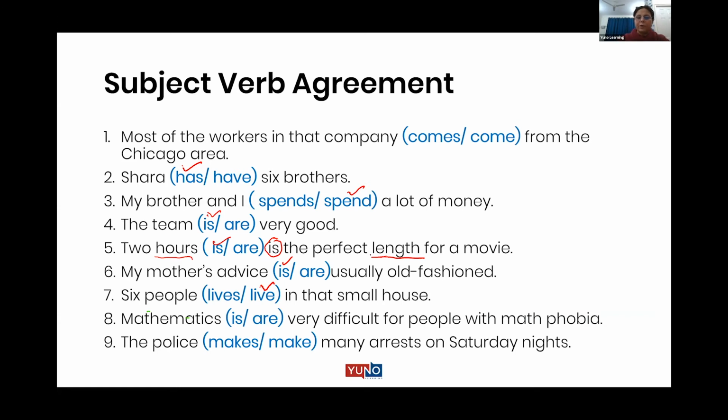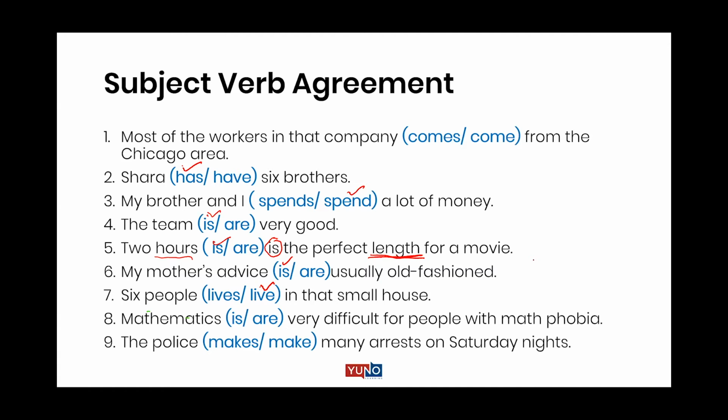But if I talk about the length, here the reference is to the length, the amount, right? So I cannot say 2 hours are the perfect length. 2 hours is the perfect length. We are looking at the length of time, right? How much time? So then it becomes 2 hours is. So the same thing can be used as plural and singular also. If the reference is how much, singular. If how many, then plural. Okay?